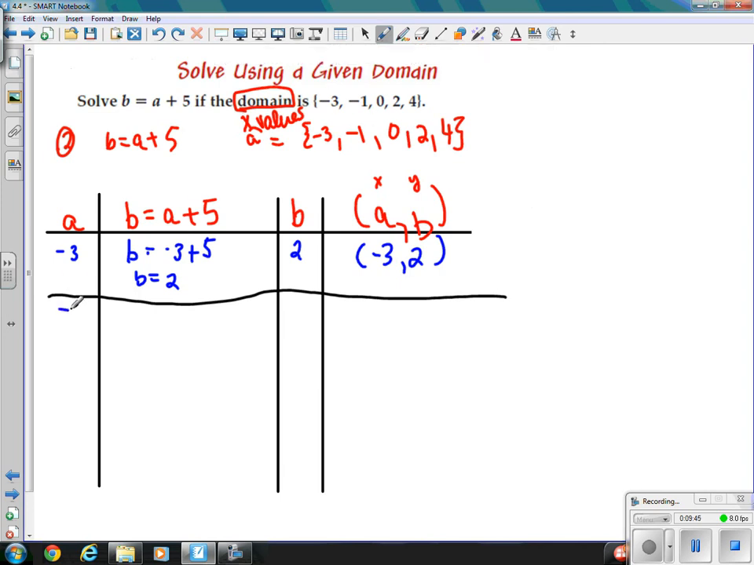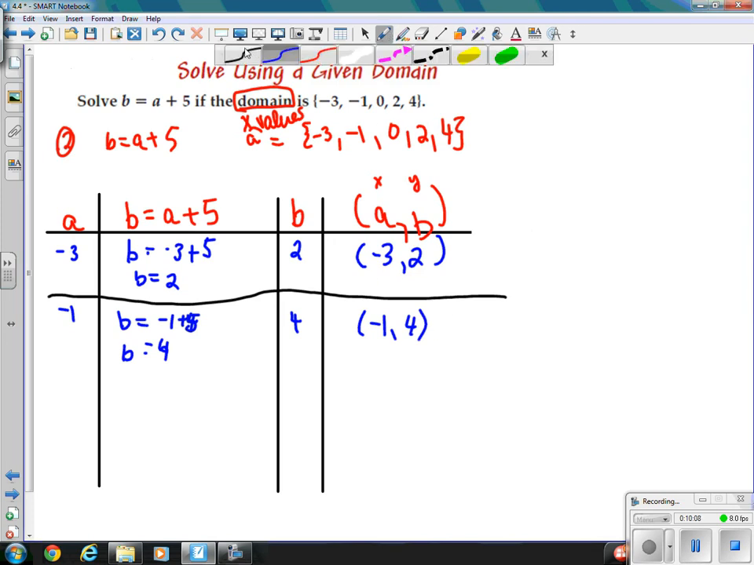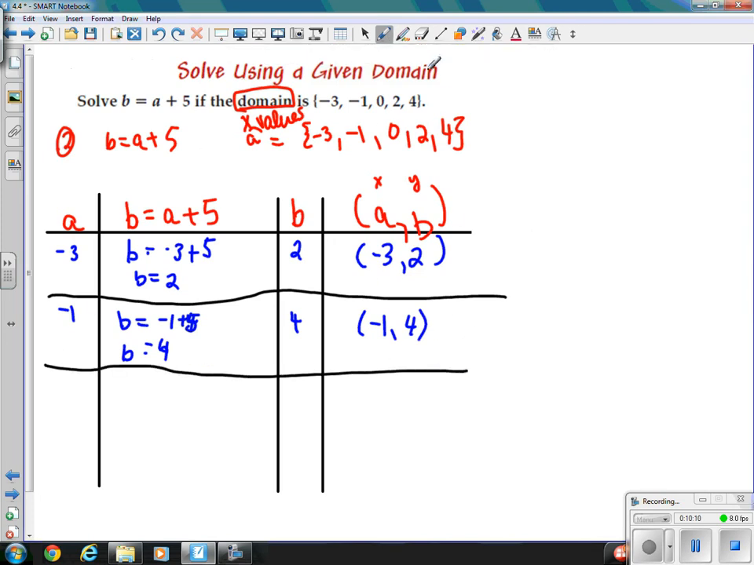So our next domain is -1. So -1, we have b equals -1 plus 5. -1 plus 5 is 4. So b equals 4, so over here b is 4, and our ordered pair is -1, 4. Okay, our next value is 0. So b equals 0 plus 5, and 0 plus 5 is 5. So our b value is 5, and our ordered pair is 0, 5.